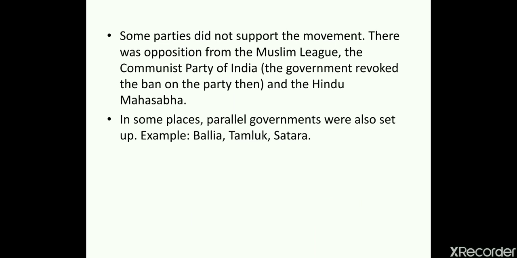Some parties did not support the movement. There was opposition from the Muslim League, the Communist Party of India, and the Hindu Mahasabha. Now, why was the Muslim League opposing the Quit India movement? Because they wanted partition of the country, which was not declared under the Quit India movement. So in places, parallel governments were also set up, for example Balia, Tamluk and Satara. So all these were the programs of the Quit India movement.